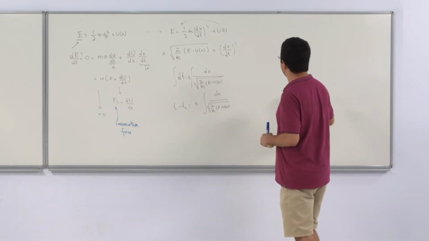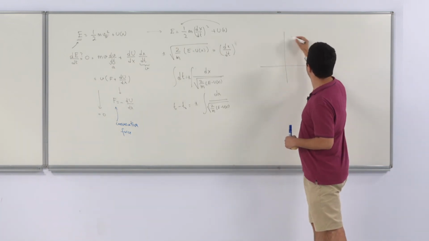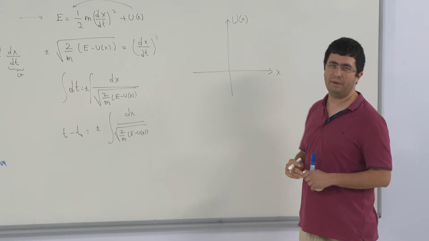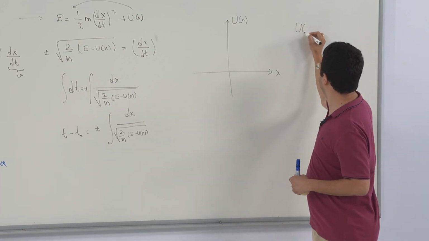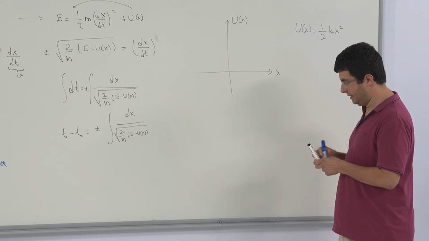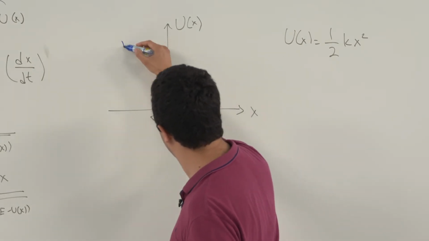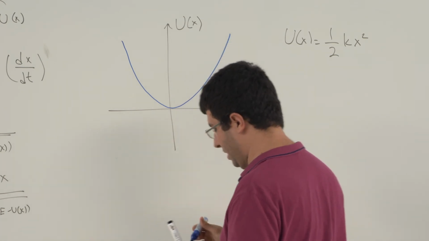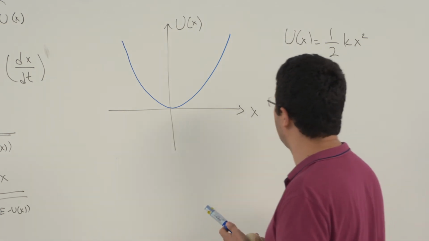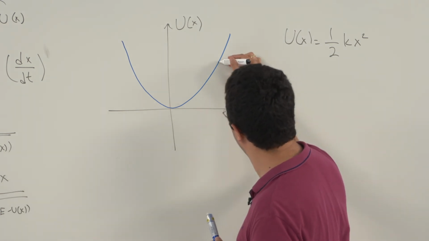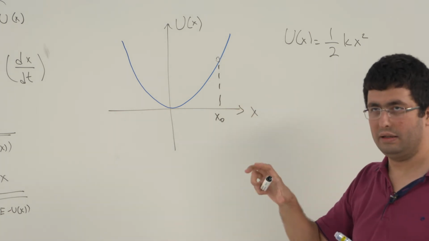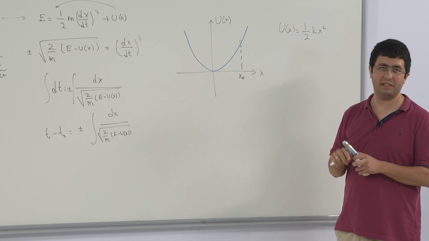For instance, this is my potential energy, and this is x. Let's think about the spring and mass system, in which case U(x) is simply given by half k x squared. In this case, I have something like this. So this is my U(x), which tells me the following. Suppose that I let go of my mass at this location. Let's say this is some x0. So I let it go, so it doesn't have kinetic energy, just potential energy.